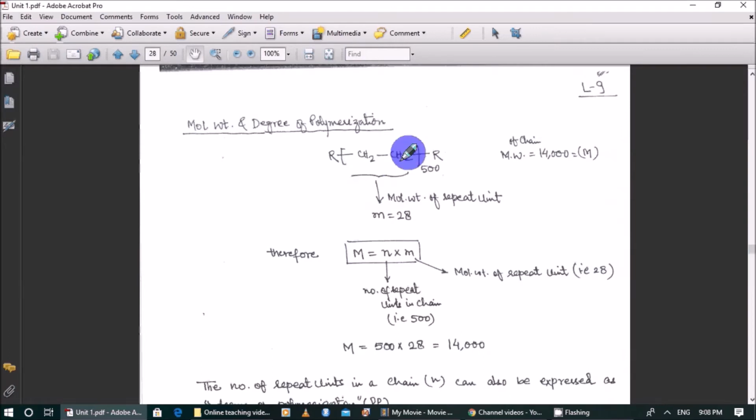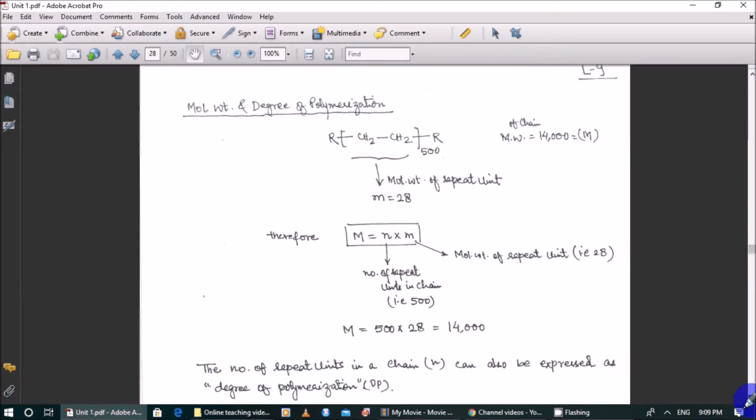For example, the molecular weight of the repeating unit is 28. Here 2 carbon and 4 hydrogen, so 12, 12, 24 plus 4 is 28, the molecular weight of the repeating unit, and when it is multiplied with 500, the molecular weight of the polymer chain will be 14000. So we can write that the molecular weight of the polymer is equal to the number of repeating units multiplied by the molecular weight of the repeating unit. This is the formula to calculate the molecular weight of each individual polymer chain.